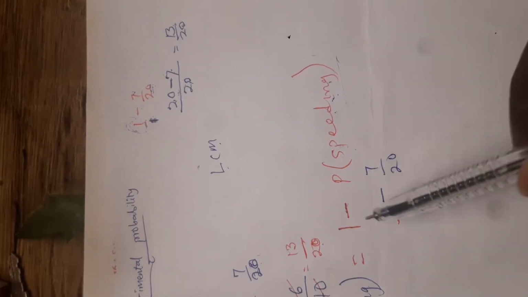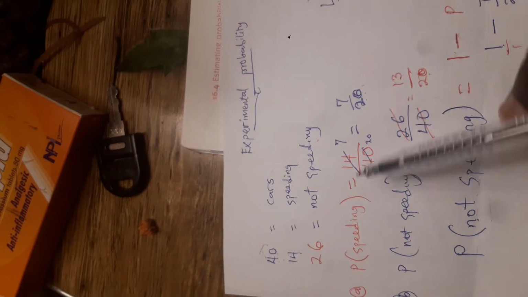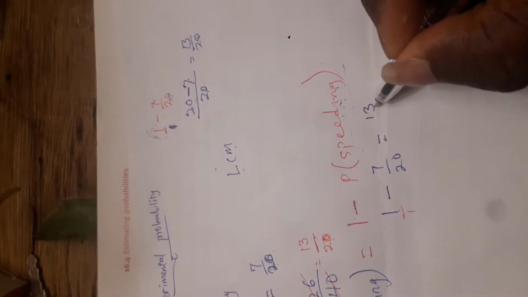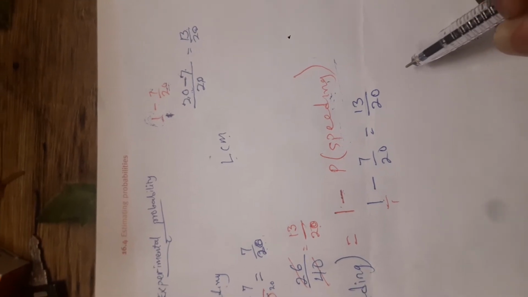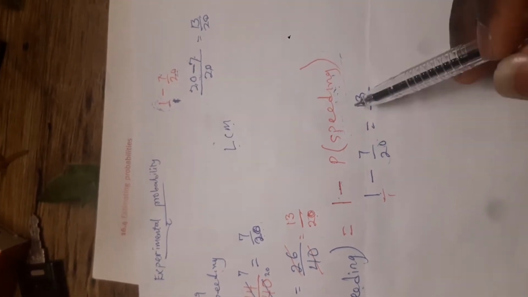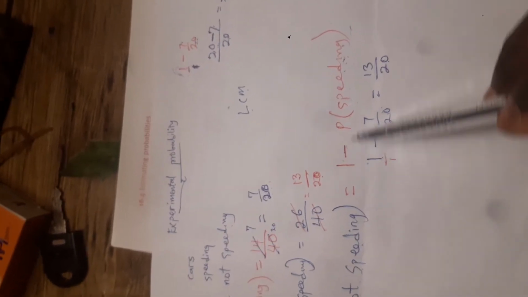So the probability of this is, don't forget, 1 minus the probability of speeding. Probability of speeding here is what? 7 over 20. Can you see? Speeding 7 over 20. So the answer here is what? 13 over 20. Now you can say that this is somehow confusing, but I need you to understand. In the simplest form you can just say 20 minus 7, you have 13, and your denominator will repeat itself. Please, I need you to understand this part.